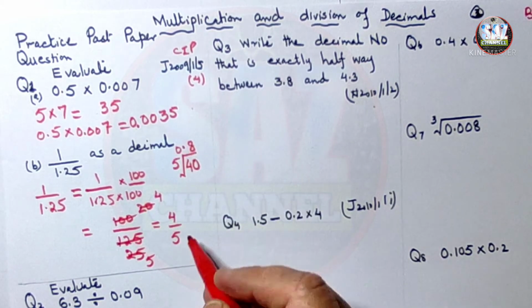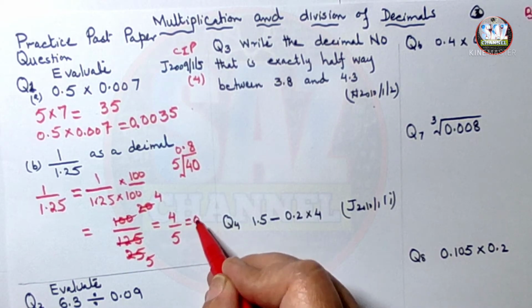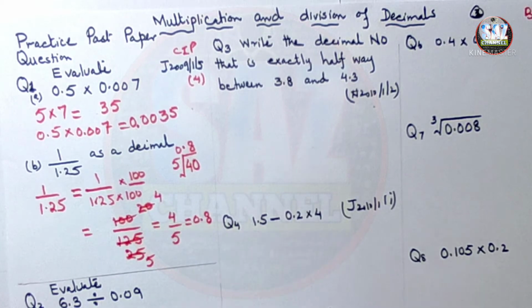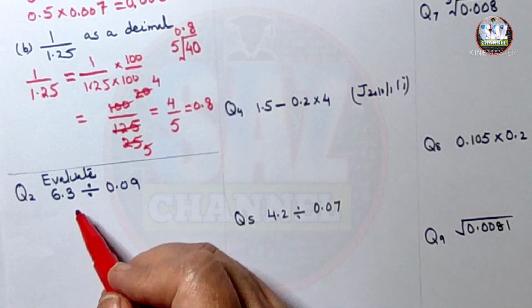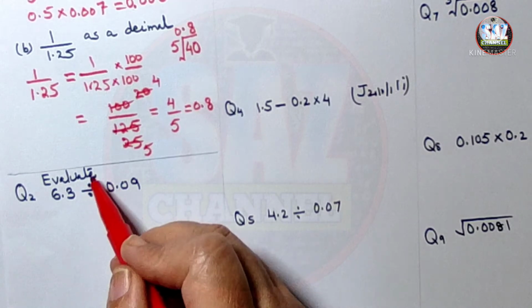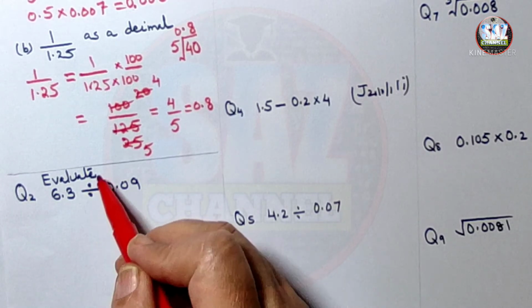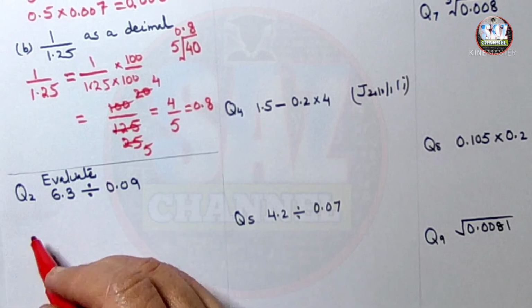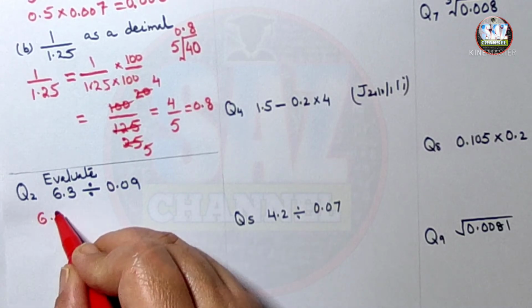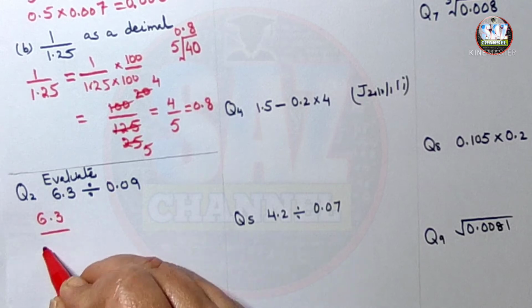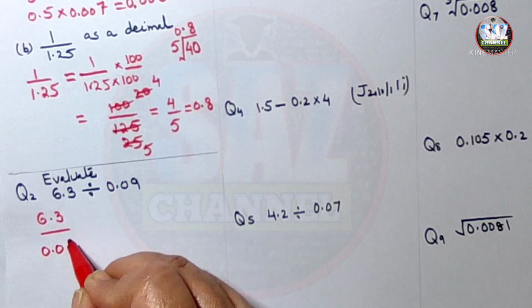5 8s are 40. So 0.8 is the answer for this question. Very easy question. Moving to the next question, that is 6.3 divided by 0.09. Now recall what has to be the first step for the division question of decimal numbers. I have to write the given question in the form of a fraction. Yes, first step is done.